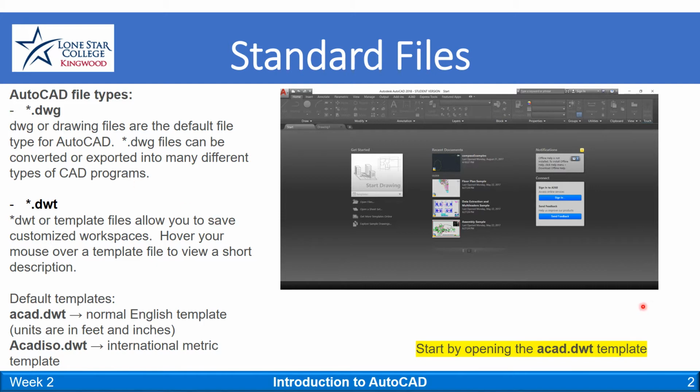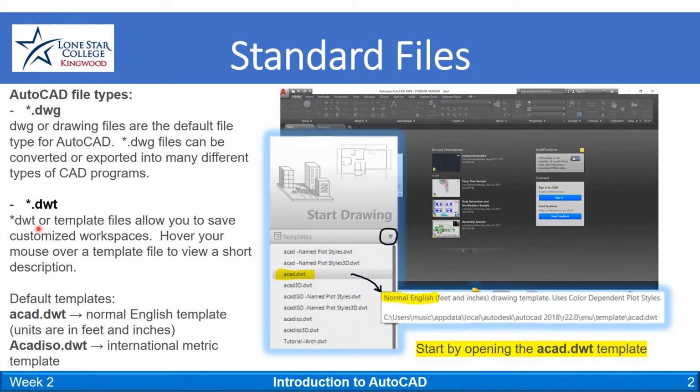Now, under Start Drawing, there's a couple different default templates, and you can save your own custom templates too, but start out with just the default generic templates that AutoCAD gives you. So just click on the arrow and you'll see a bunch of templates listed. If you hover over any of these templates with your cursor and just let your cursor sit there for a little bit, it'll pop up with a description of what that template does.